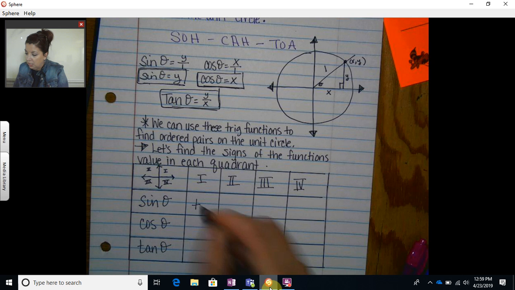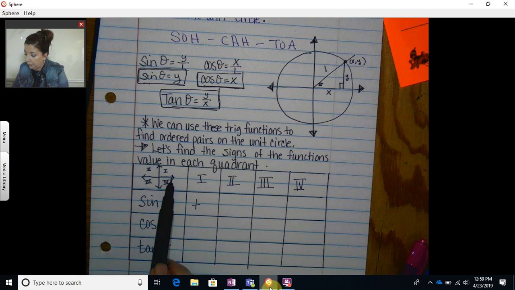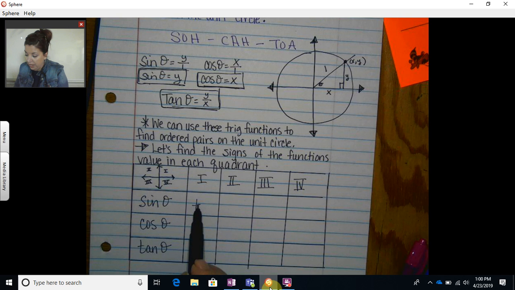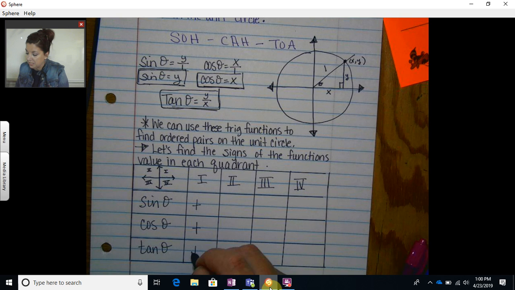Cosine of theta is talking about the x values. So are the x values in the first quadrant of a graph positive or negative? Positive. The tangent would be the y values divided by the x values. So we already know y is positive, x is positive. Positive divided by positive would be positive, right?